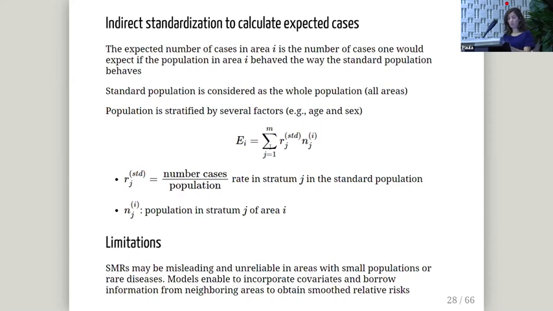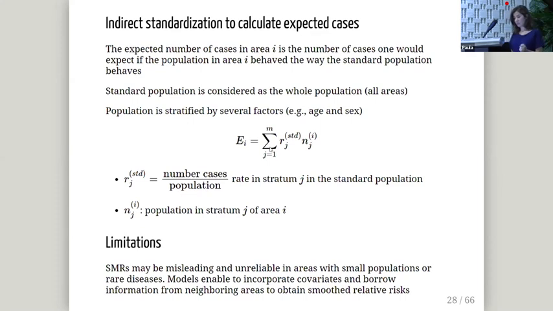This is to take into account that different areas will have different age and gender structures, and we want to calculate the expected counts in each of them. Any question?